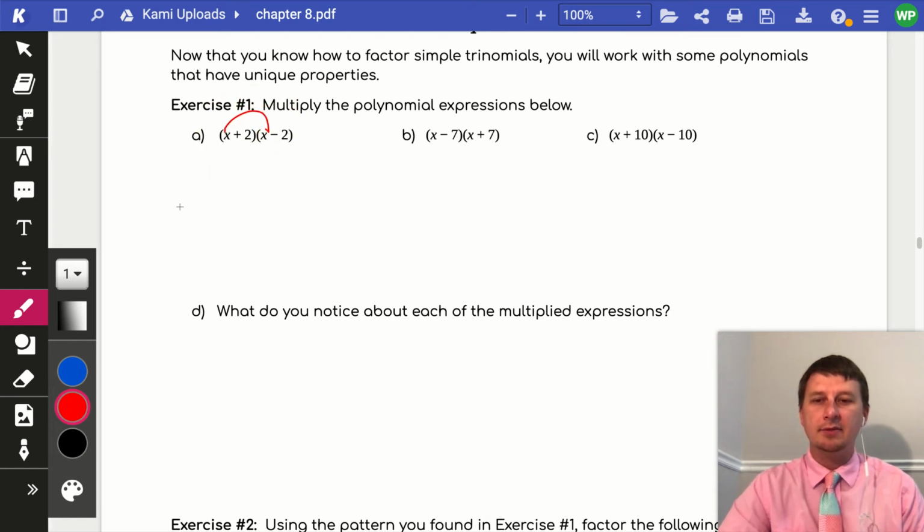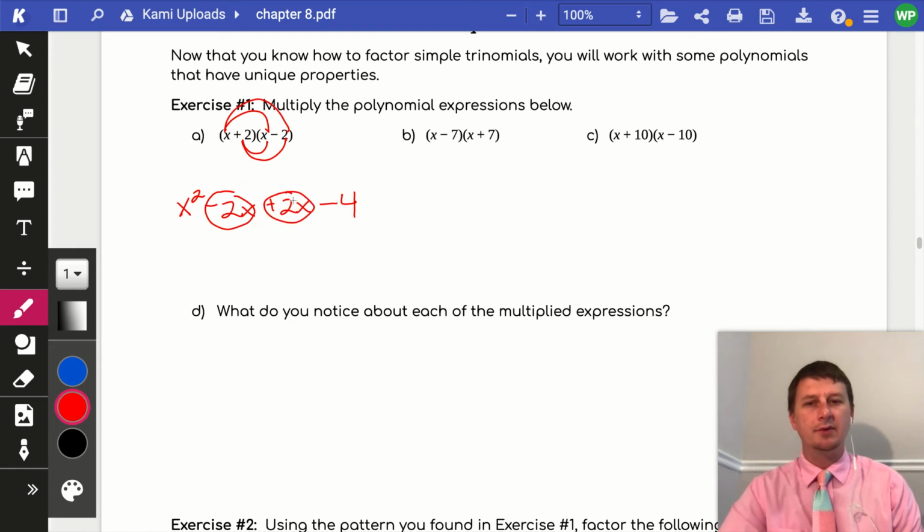So I get x times x is x squared. X times negative 2 is negative 2x. Then I take 2 multiplied by x and get positive 2x. And 2 times negative 2 will give me negative 4. I'm going to combine my like terms, which is negative 2x and 2x. But 2x minus 2x is 0. So those two cancel out, and I'm left with x squared minus 4.